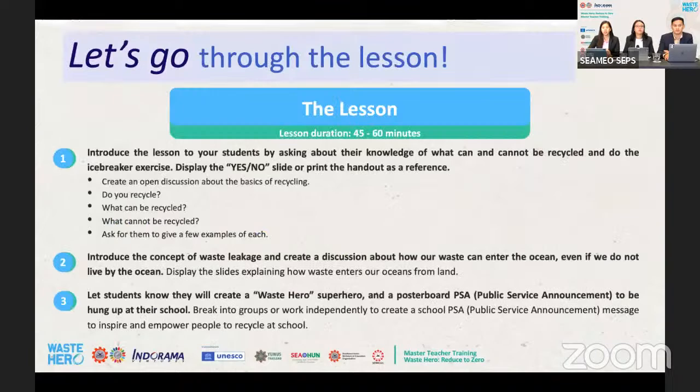For number 2, introduce the concept of waste leakage to the ocean and create a discussion about it. By using provided slides, you can download the slides from the website in the PowerPoint version. Okay, it shows you the slides and also a little animation for you to teach your student. And the last step is step number 3. Let the students create a waste hero, which is a superhero, and you can adapt or you can create it more fun. It depends on your student interest.